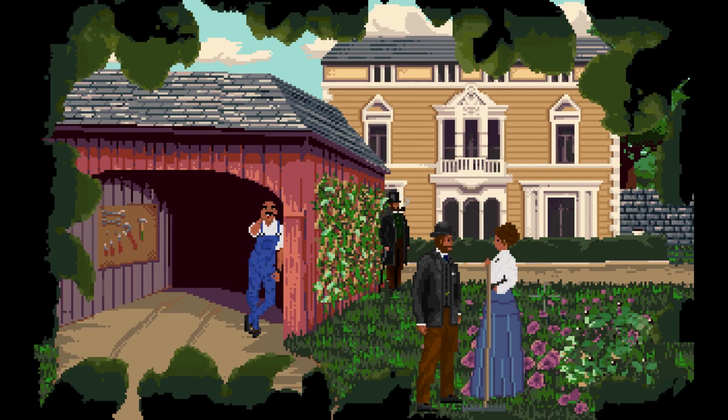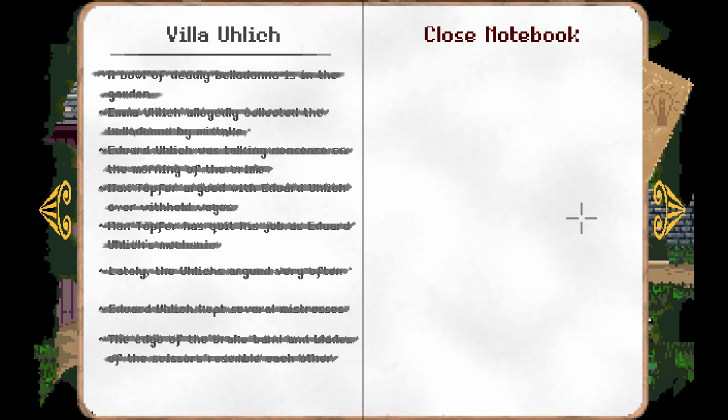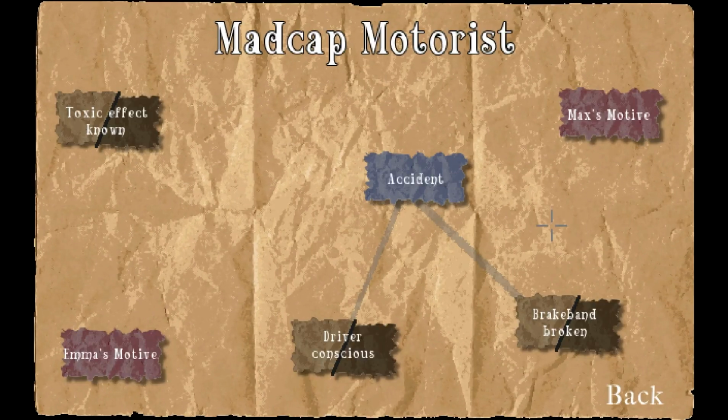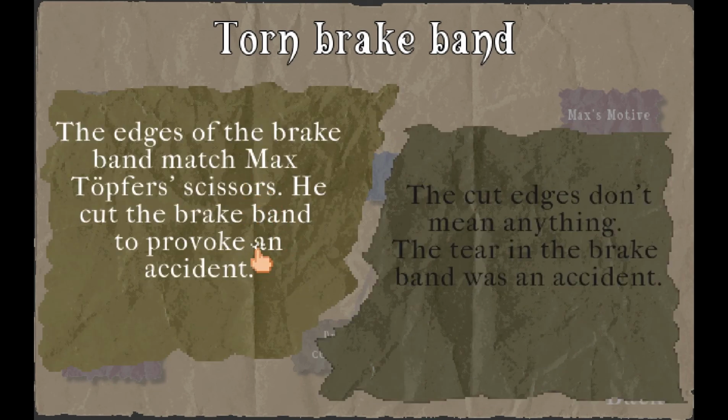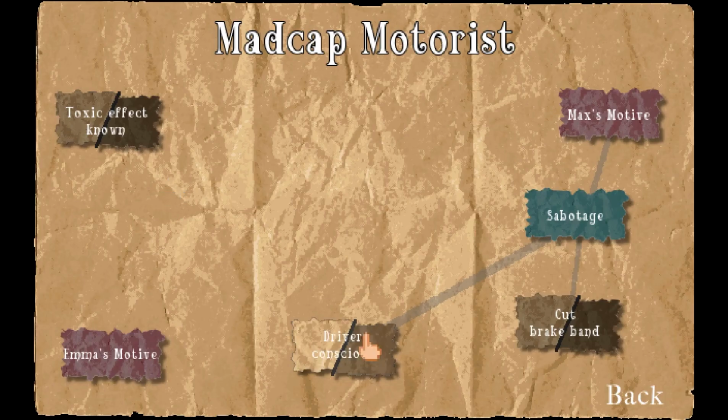The clues are leading us to believe that it was him who cut the wires, and she didn't know that the berries were poisonous. I think that's where I'm going, because that seems like where it's leading. The brake was definitely broken and it was definitely cut. We have physical evidence for that. It matches his scissors. The only thing is we don't know if he was conscious or not. But whether he was conscious or not, this still happened, you know?